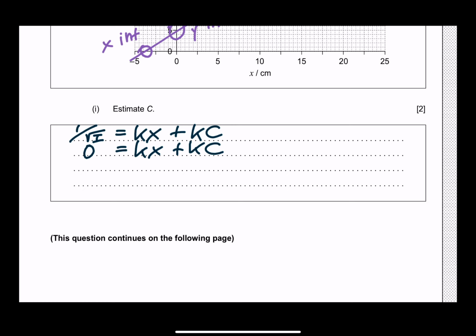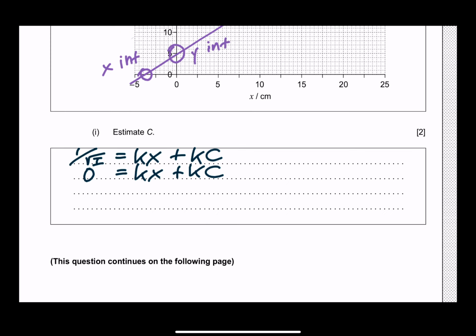How come we could just say 1 over radical I is equal to 0? We can just do that? Well, yeah, if we're trying to establish what the x-intercept is, we can in fact do that. That's the whole definition of the x-intercept when y equals 0. So let's find out what the x value is in that case. We can check the graph for that.